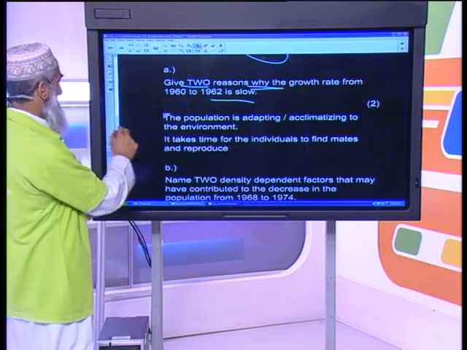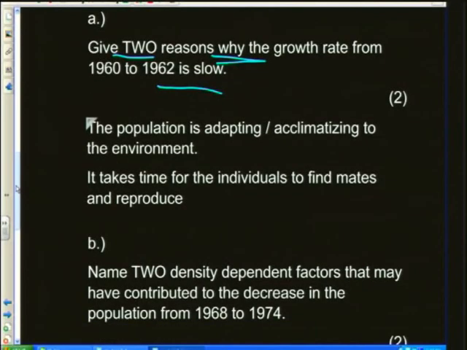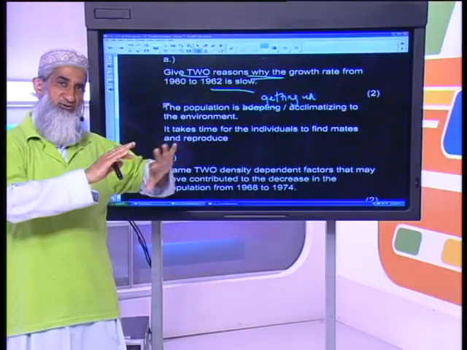So the first thing is that the population is adapting. I would take that word out anyway. It's there, but we try to take it out. We don't like that word too much. Adapting, we say acclimatizing or getting used to. Getting used to the environment. Okay? Firstly. So, in other words, new to this environment. You're not used to the surroundings.